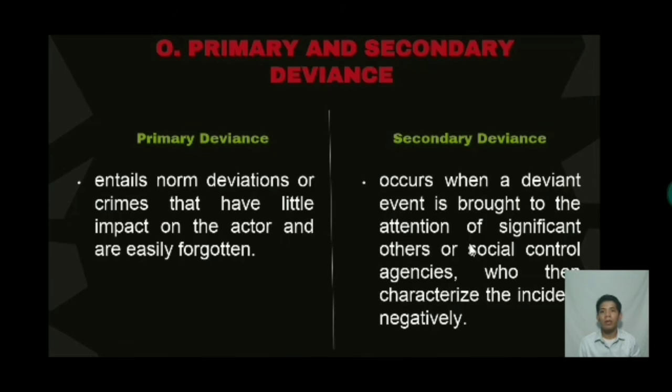So the last one is the primary and secondary deviance. The primary deviance entails norm deviation or crimes that have little impact on the actor and are easily forgotten. However, secondary deviance occurs when a deviant event is brought to the attention of significant others or social control agencies who thus characterize the incidents negatively. And that's the difference between the primary and secondary deviance.